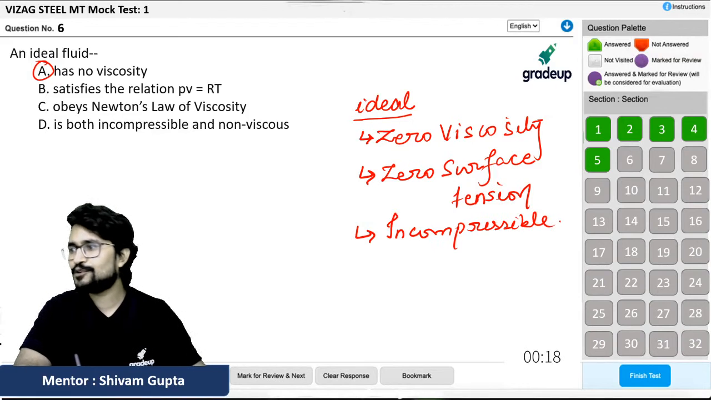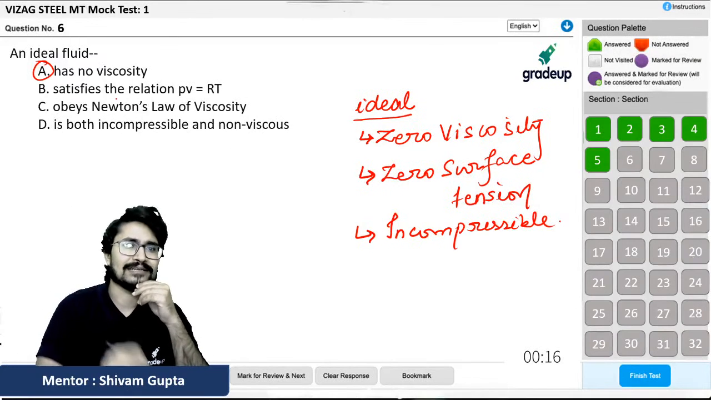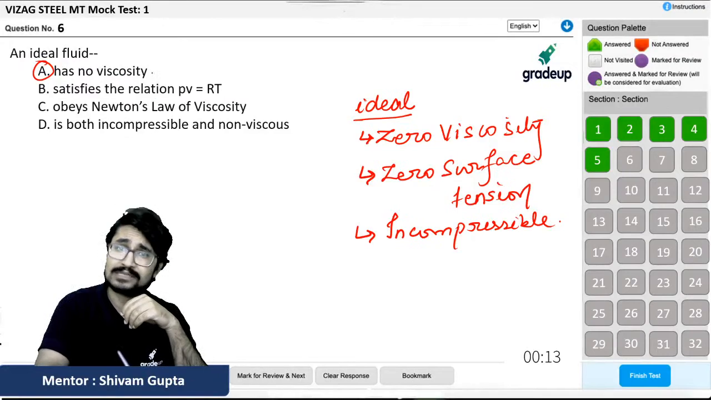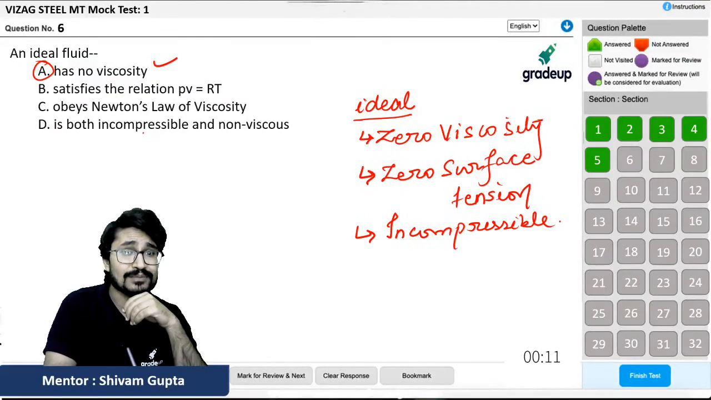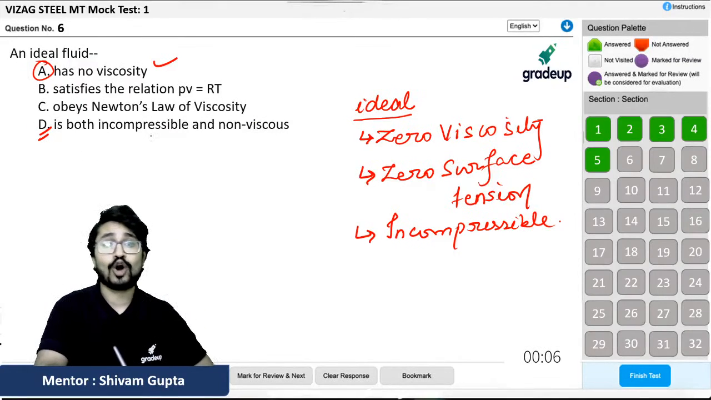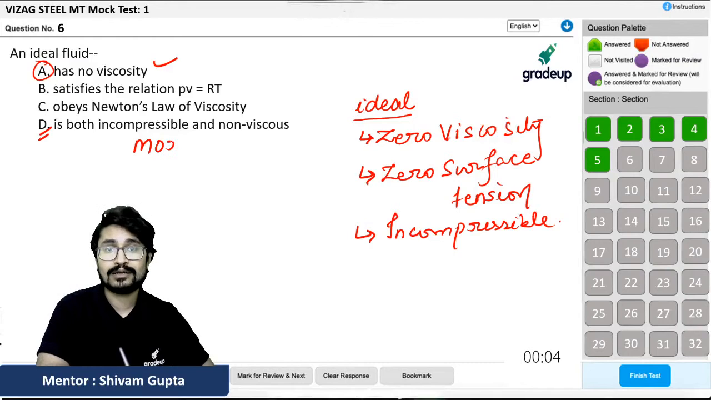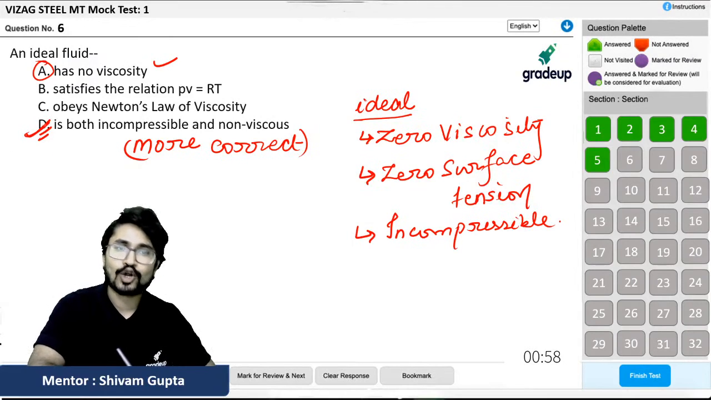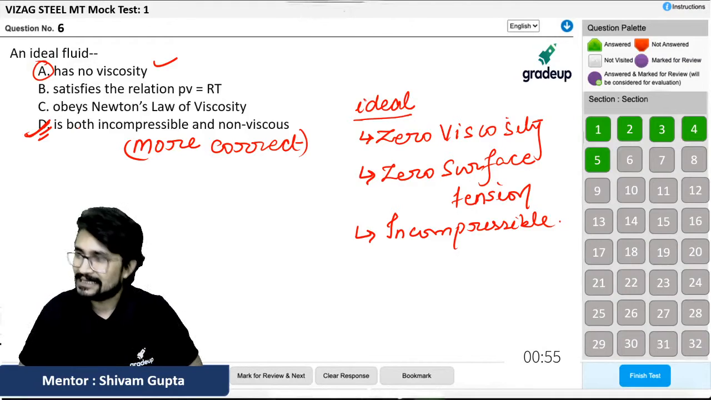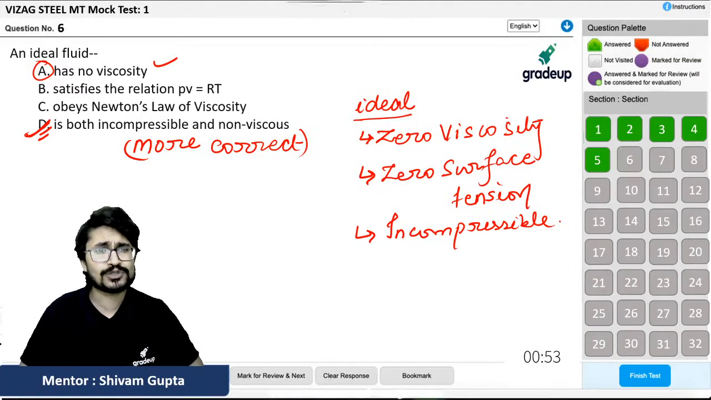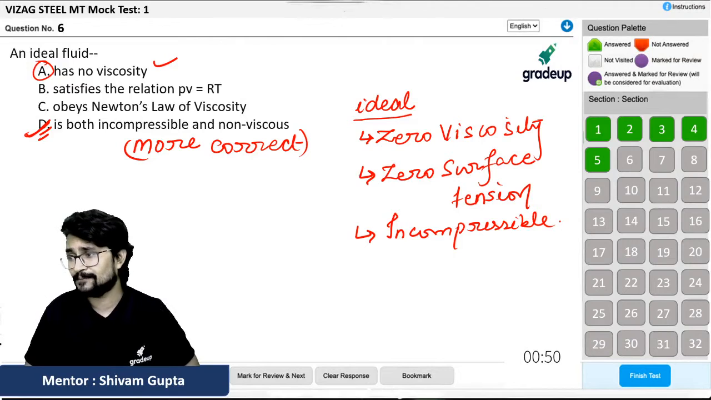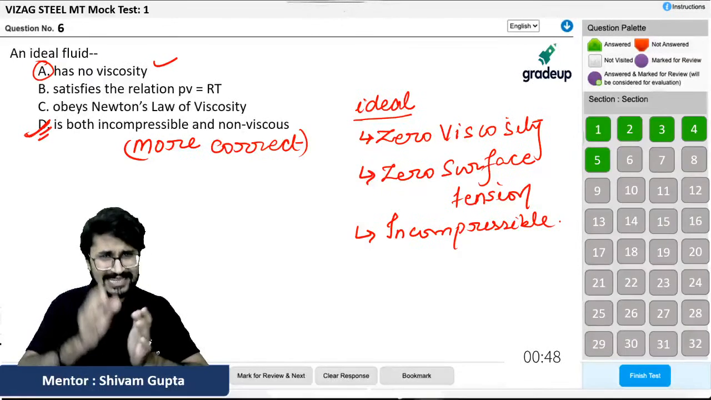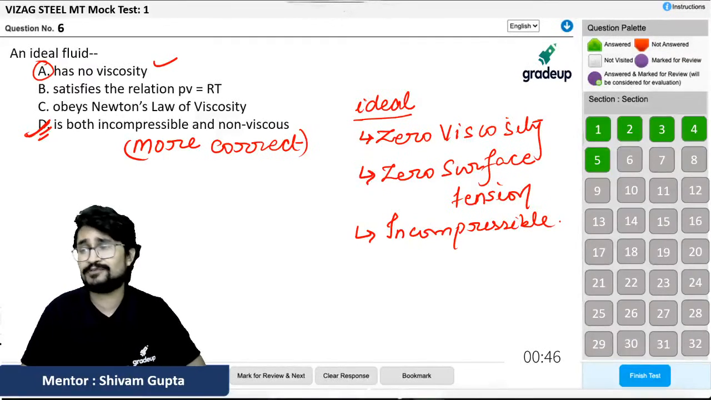I'm giving you the answer. First of all, an ideal fluid has no viscosity. It is correct. And it is incompressible and non-viscous. It is also correct. But according to the question, option number D is more correct, and we have to choose the best possible answer. For the best possible answer, option number D will be the correct answer, right? Yes, option number A is also correct, and for choosing only one option, you should go with D, because A is also correct and D is also correct, but D is more correct. That's why we are going with D.